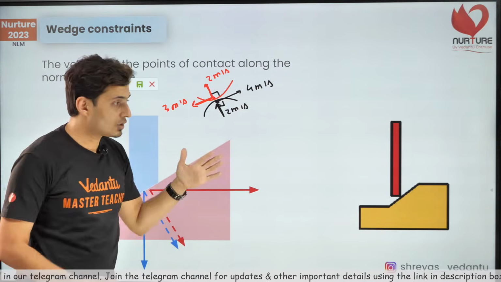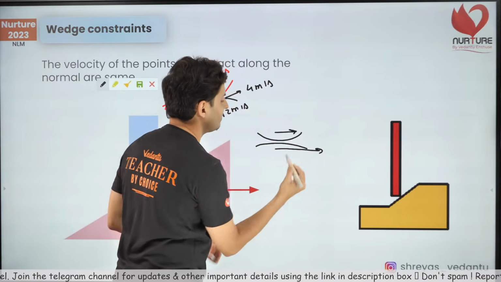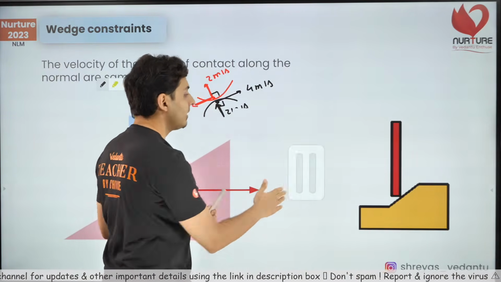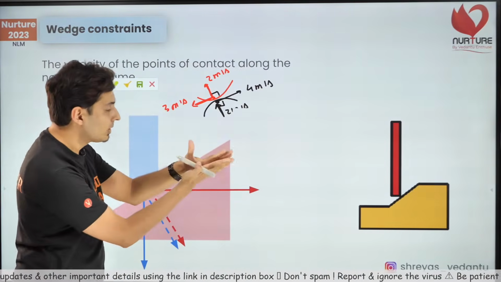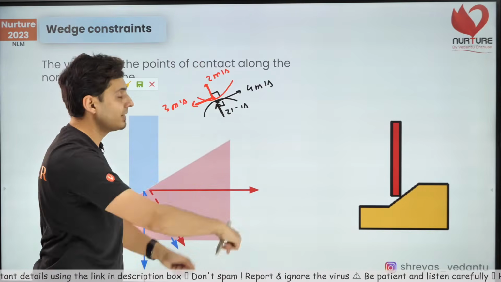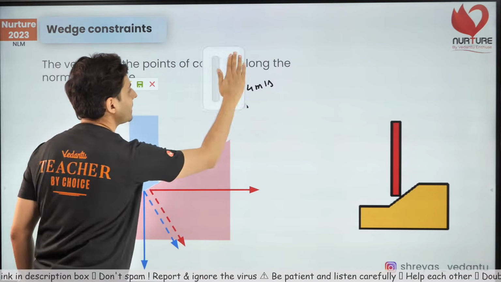Understand this. Whenever you have two surfaces, if both the surfaces have some velocity along the surface, they will just slide. They will not separate. So in order that both of them move together, their velocities perpendicular to the surface should remain the same. Keep this in mind. Now use this concept over here.